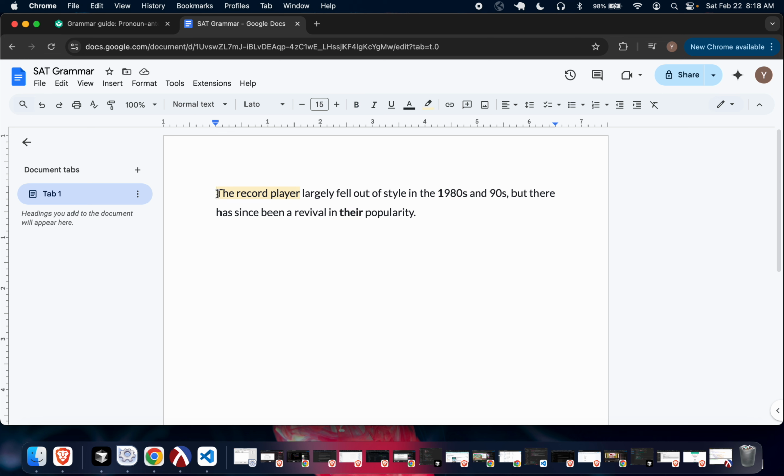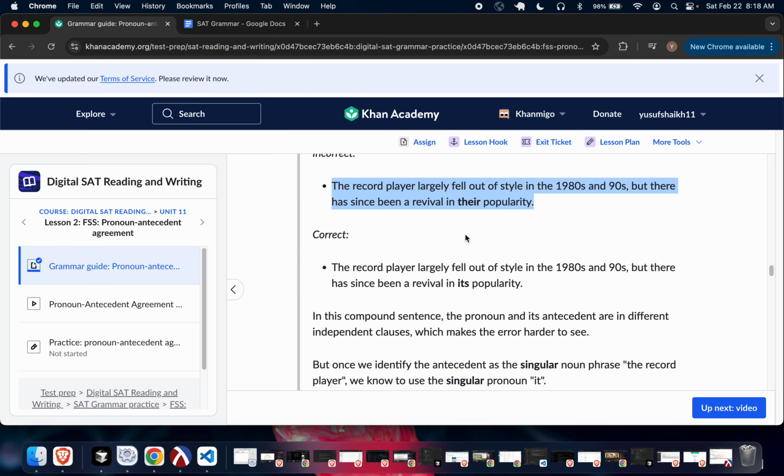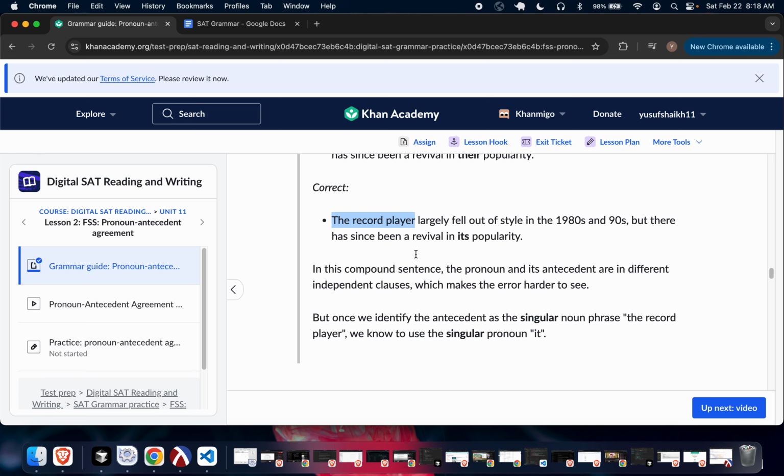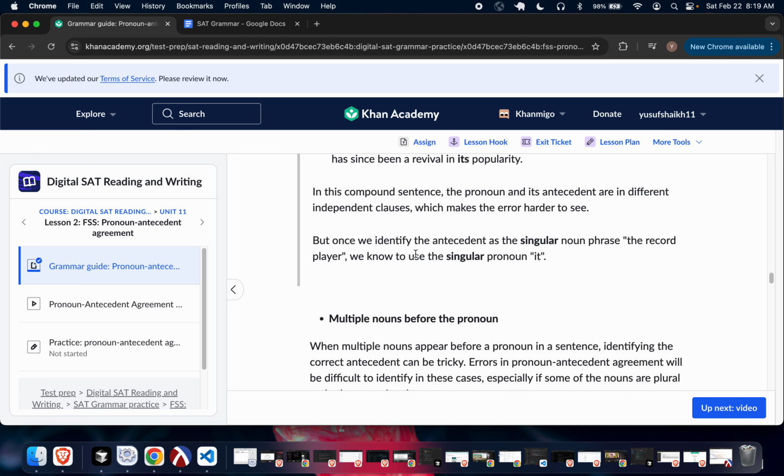Notice how the record player is singular, right? This is one record player, or it's a singular tense, right? So this would be incorrect. It's not there, because there is a plural pronoun, right? So we want a singular pronoun like its. The record player largely fell out of style in the 1980s and 90s, but there has since been a revival in its popularity. This is singular, so it makes sense that it fits with the record player. Okay.